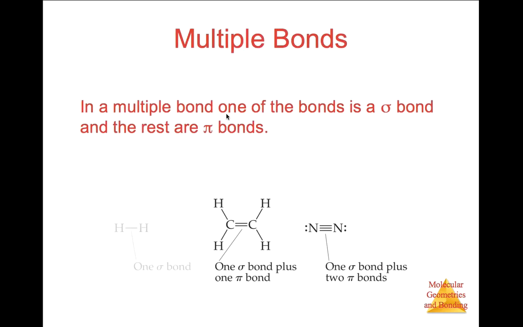In multiple bonds, one of the bonds is a sigma bond and the rest are pi bonds. You can see here we have a double bond, one of them is a sigma, the other one's a pi. Here we have a triple bond, one of them is a sigma and 2 of them are pi bonds.